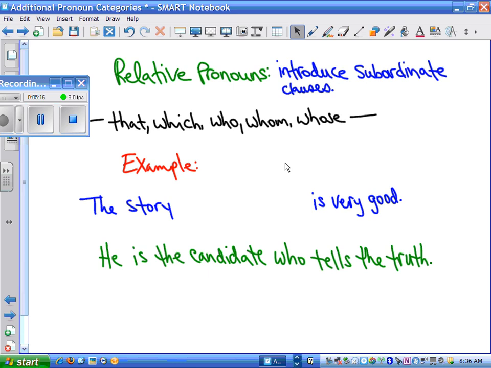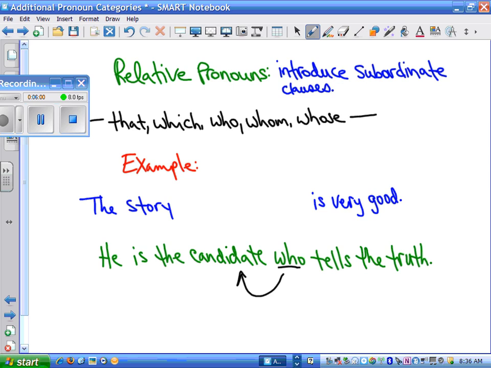In our next example, he is the candidate who tells the truth. So here, the who certainly fulfills that role of replacing a noun, right? But it's also fulfilling another very important role, which is to add a clause to our sentence. It allows our sentence to expand, to grow, and it grows by adding additional information, in this case, about the candidate.